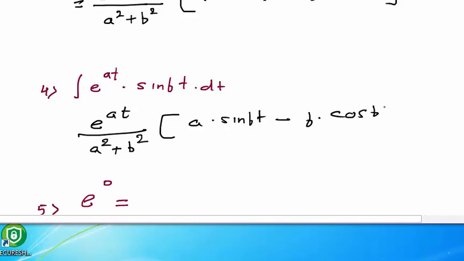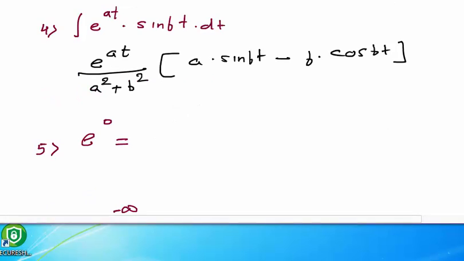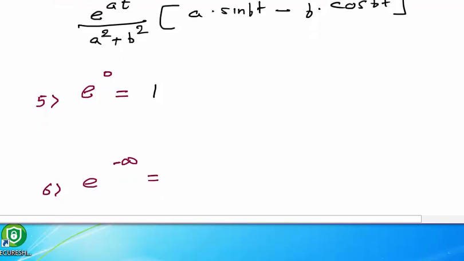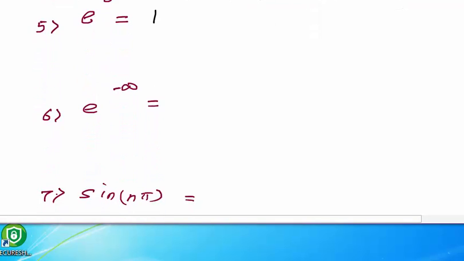Some values: e raised to 0 is going to be 1. The value of e is approximately 2.7, so 2.7 power 0 is 1. And e power minus infinity, if I say, is 1 upon e power infinity, and the value I will get is 0.